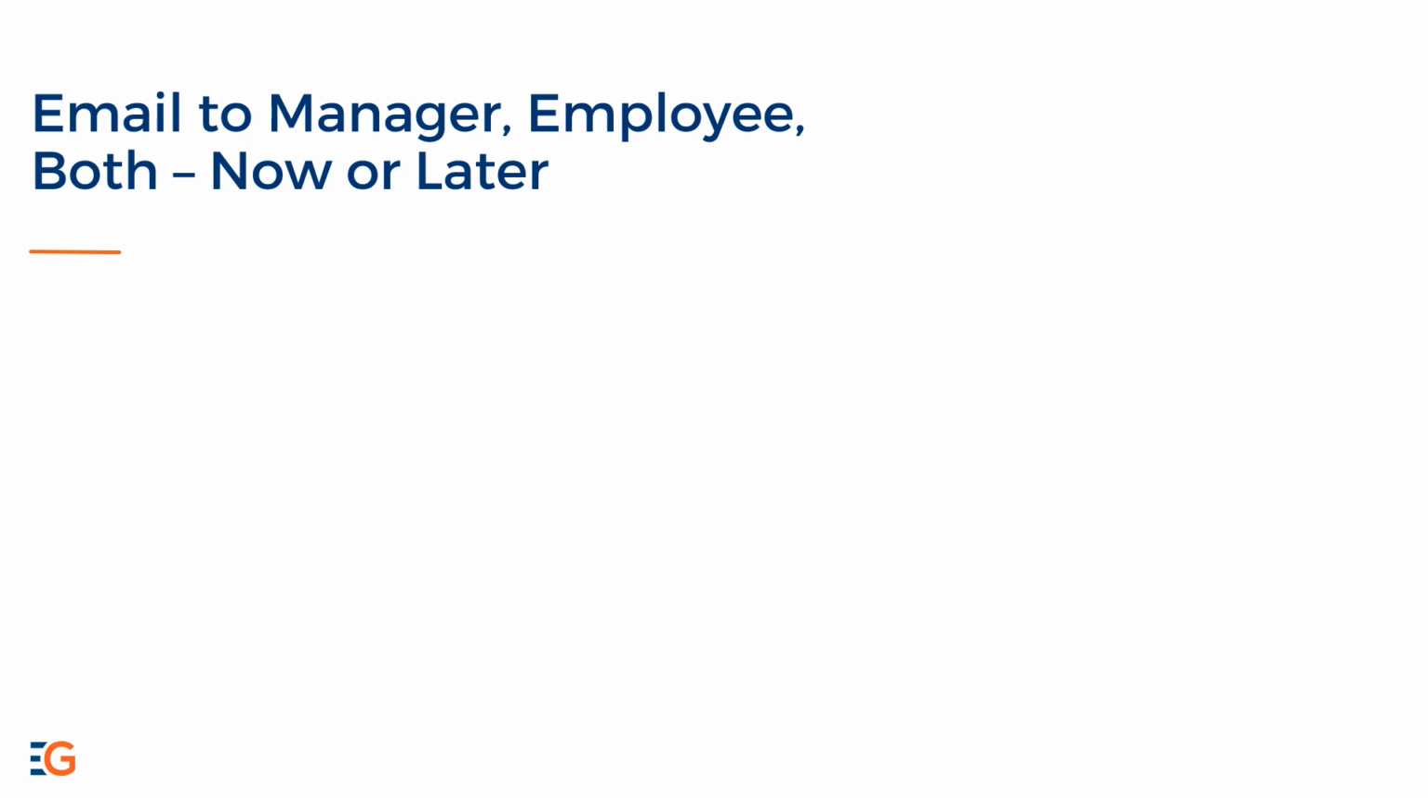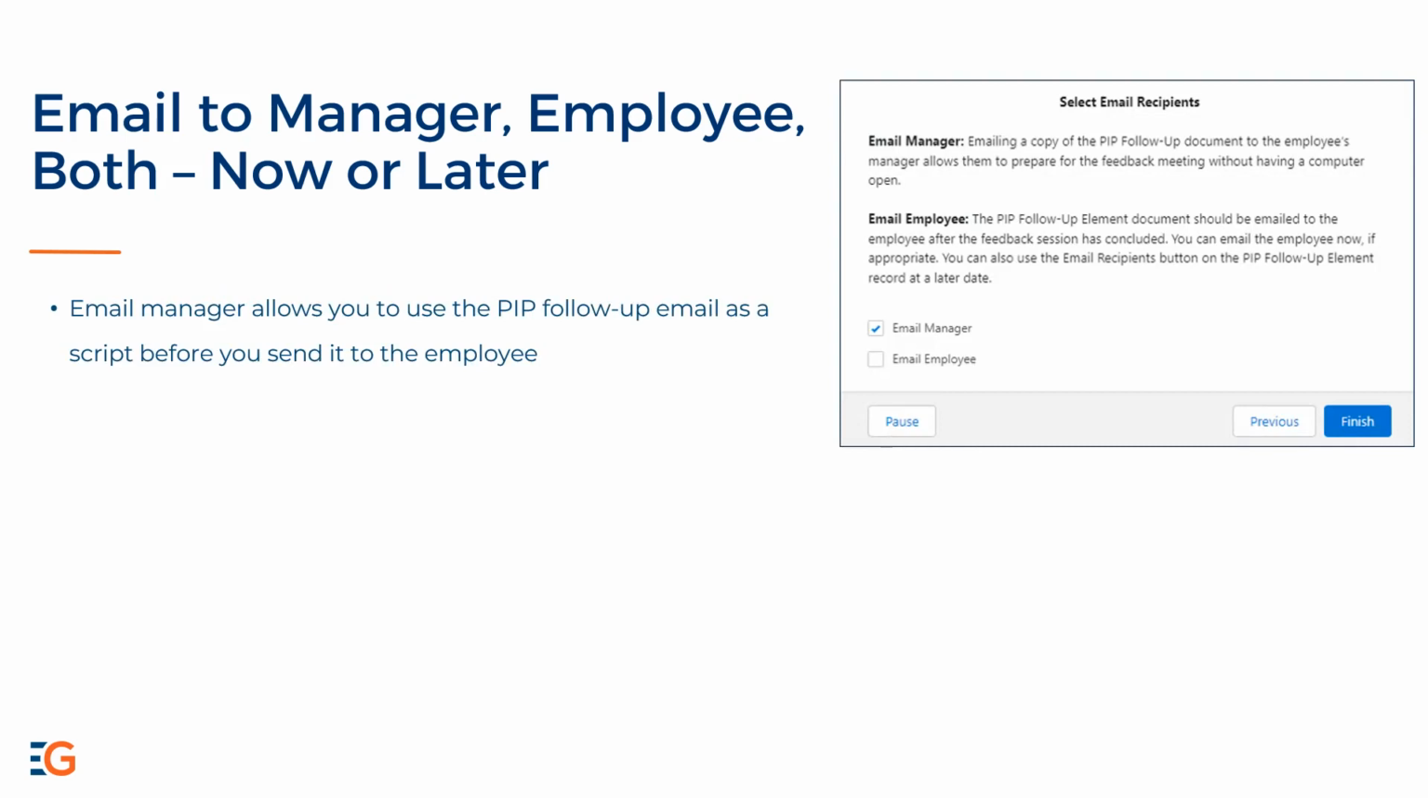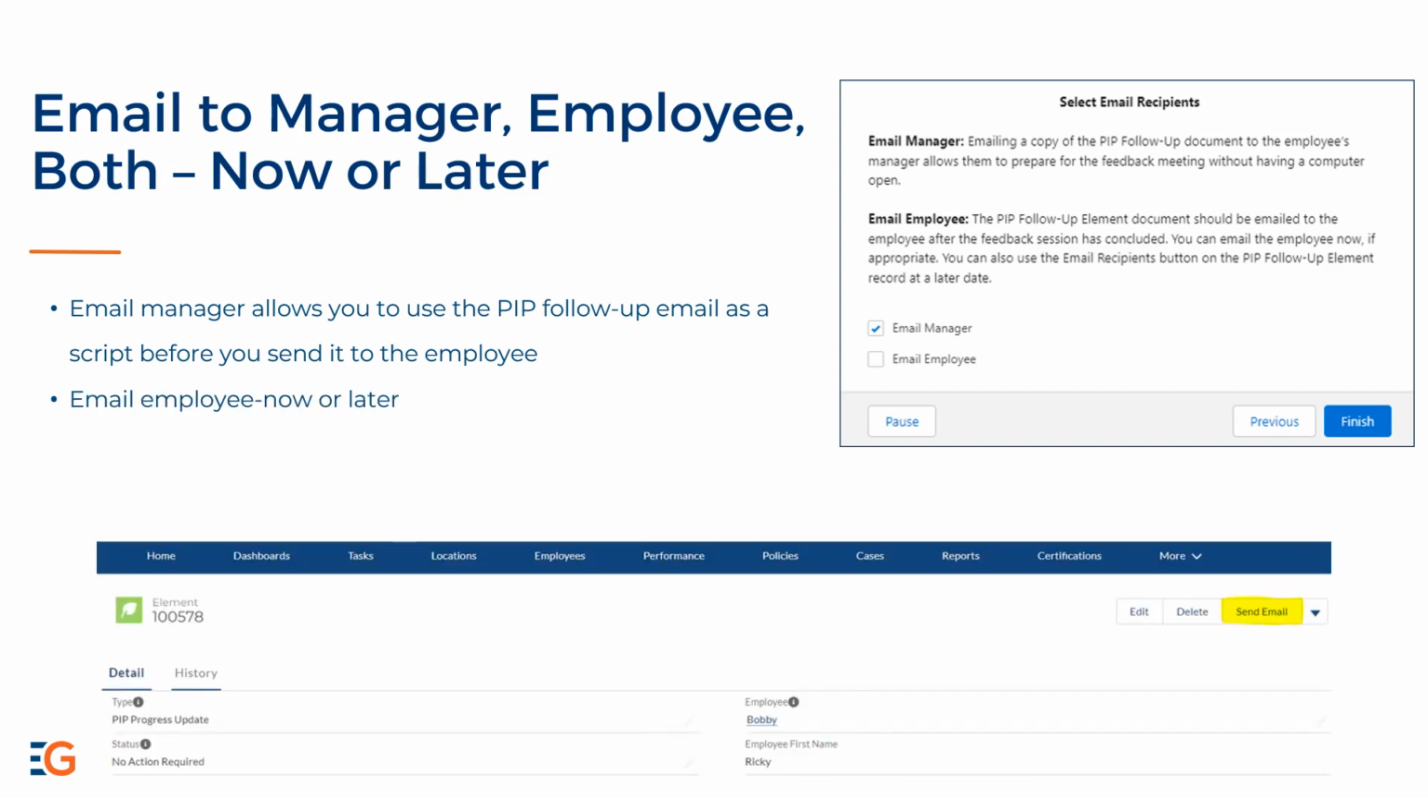The last step of the PIP progress update element is to decide if you want to email the feedback. Email the manager allows you to use the PIP follow-up email as a script before you send it to the employee. Email employee now or later if you need more time to make decisions. If you want to email the content later, you can forward the manager email you received to the employee or go back to the element record and hit send when you're ready. Emailing the feedback to the employee enhances your document trail and is a best practice.